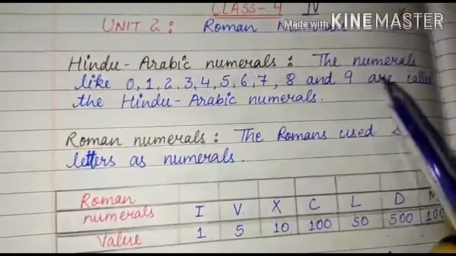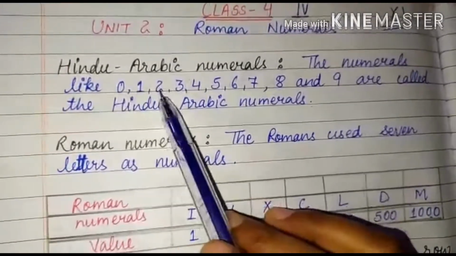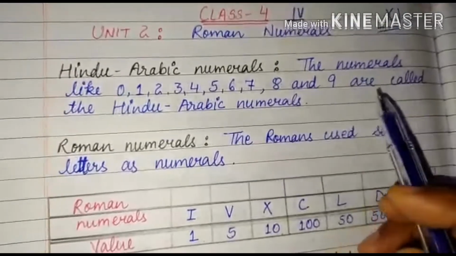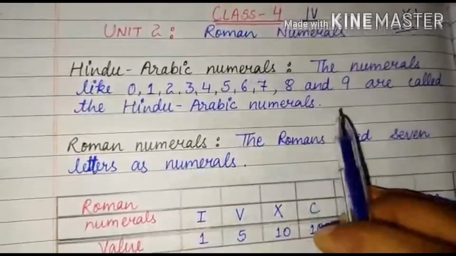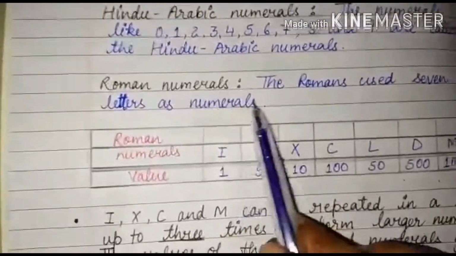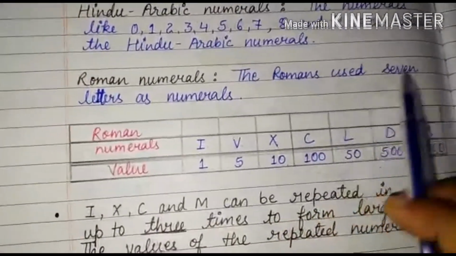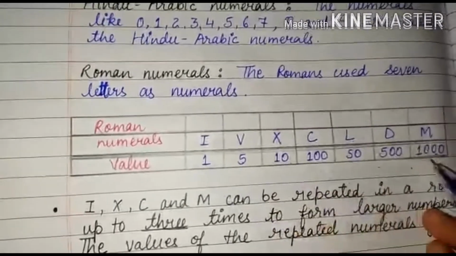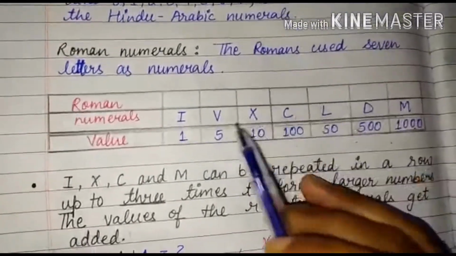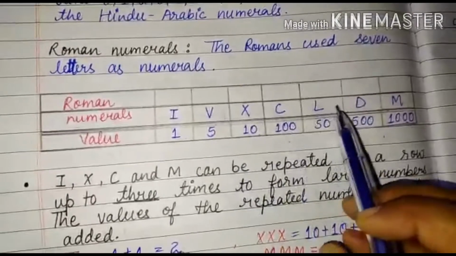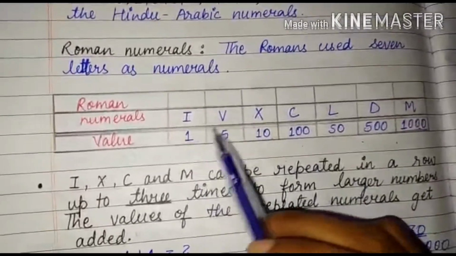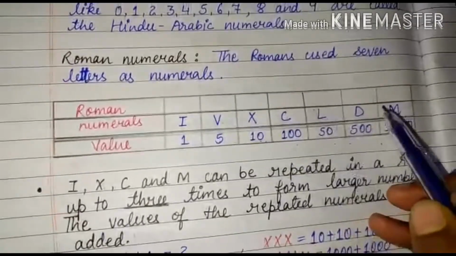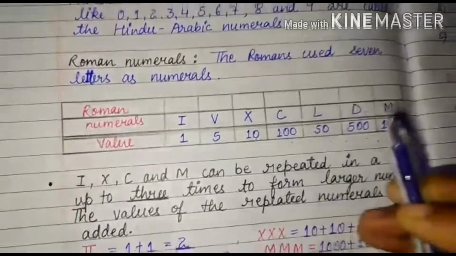Hindu Arabic numerals. The numerals like 0, 1, 2, 3, 4, 5, 6, 7 and 8, all the one digit numbers that we are using, are called the Hindu Arabic numerals. Now Roman numerals. The Romans used 7 letters as numerals. What are they? I, V, X, C, L, D, M. I is 1, V 5, X 10, C 100, L 50, D 500, M 1000.